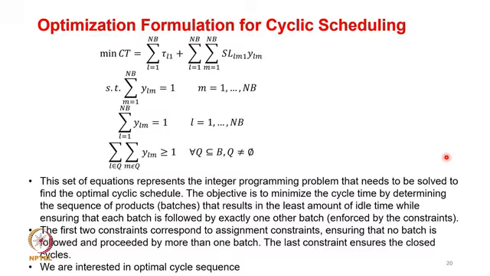The objective is to minimize the cycle time by determining the sequence of products in batches that results in the least amount of idle time, while ensuring each batch is followed by exactly one other. So every batch has to satisfy this particular condition, which essentially means the sequence is being followed. When the summation of Y_LM is 1, it indicates that particular sequence. When the summation over L = 1 to NB of Y_LM is equal to 1, it again follows a particular pattern.